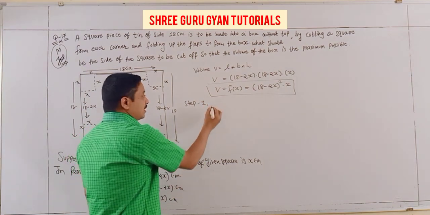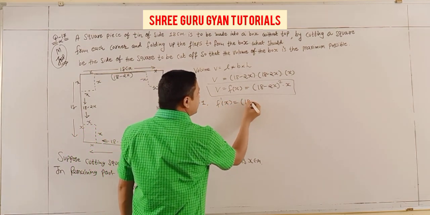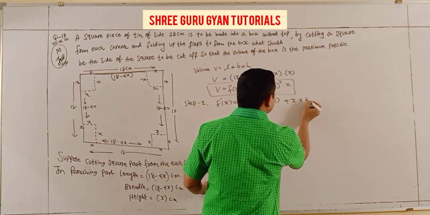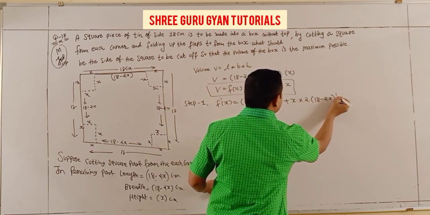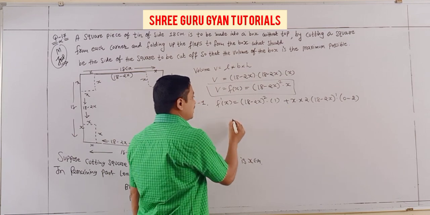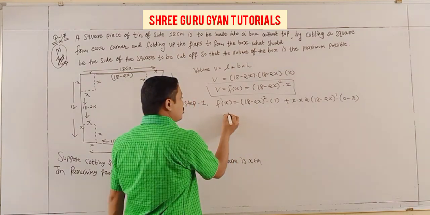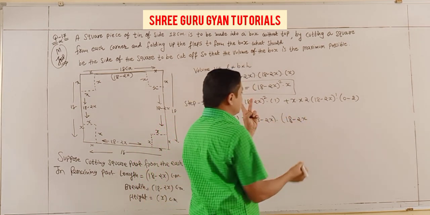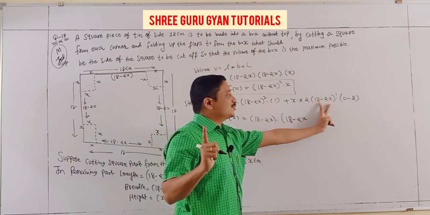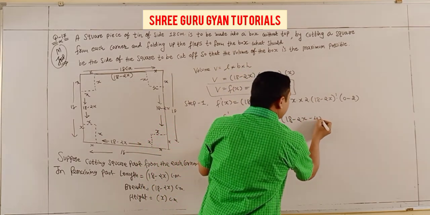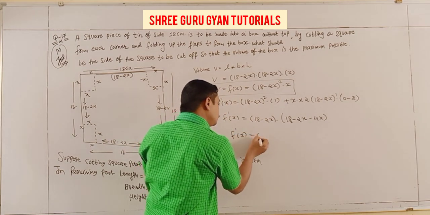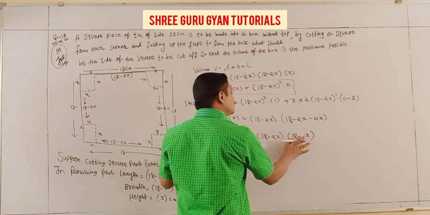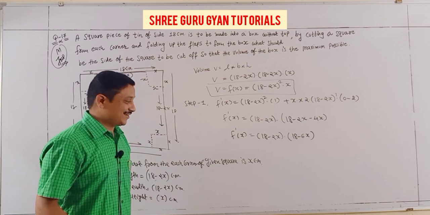Step 1: f dash x. So 18 minus 2x the whole square, its derivative, plus x times 2 into 18 minus 2x raised to 1 and the derivative of 18 minus 2x, which is minus 2. Now continue further. Taking 18 minus 2x common, the remaining is 18 minus 2x from the square, and minus 4x. So what you get is 18 minus 2x and 18 minus 4x, sorry, 4 and 2, that is 6x. This is the first derivative.